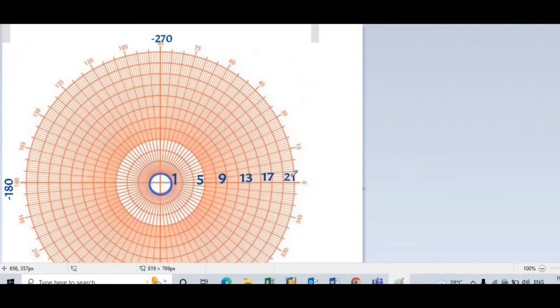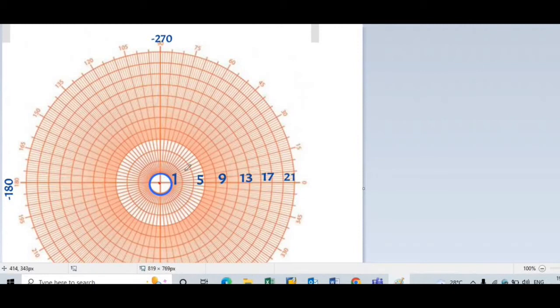Now, remember one thing: when we have to select points, we have to start from 0 to infinity, and then we have to join the lines. Here for the magnitude 0, what is the angle? Angle is minus 270. So the minus 270 degree line is here, and on this line we have to select the point for magnitude 0. Magnitude 0 means the point of origin. So we will select the point here.